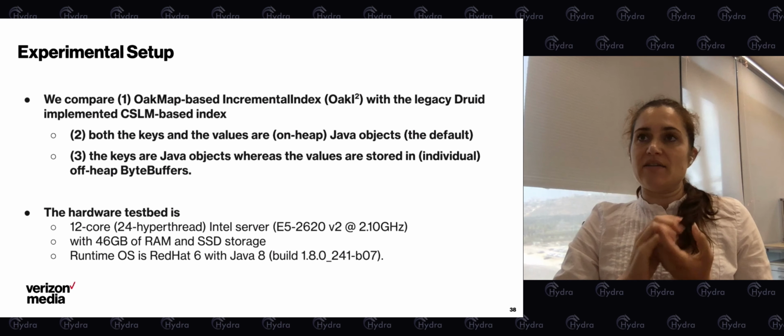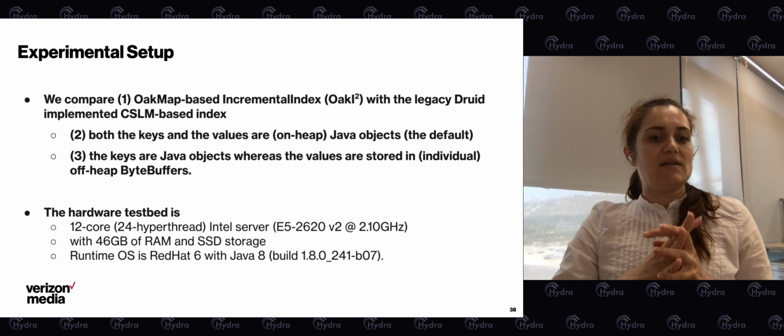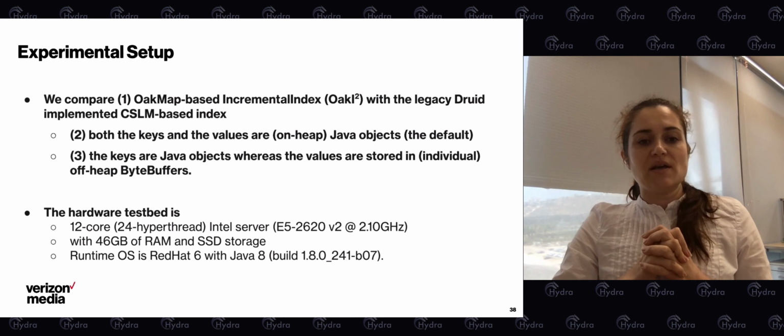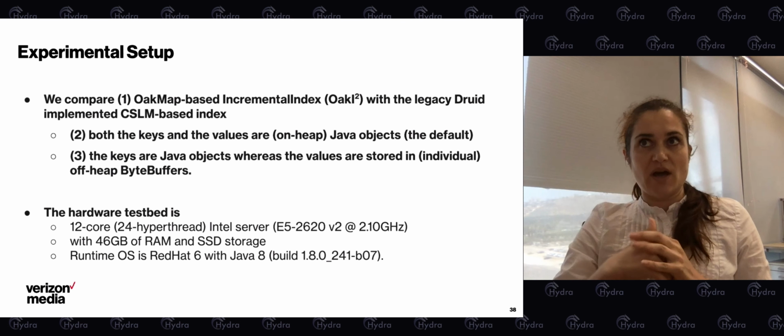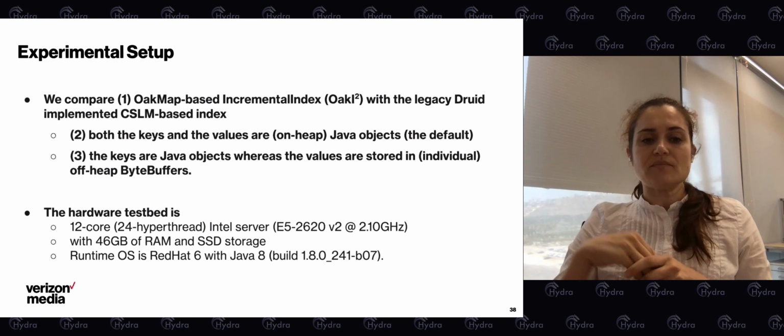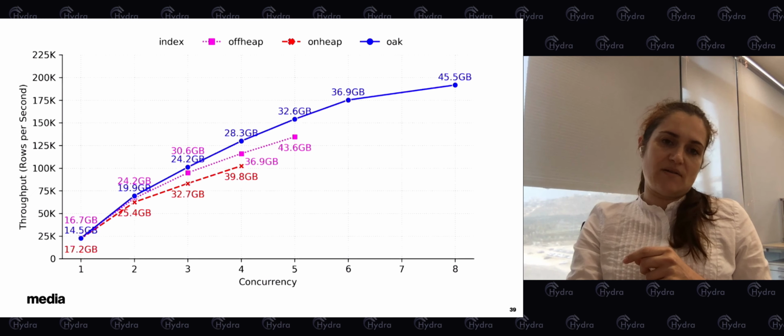We used a different machine than in the previous experiment, it's not Amazon Cloud anymore. It's our machine with 12 cores, 24 hyper-threaded, and we have 36 gigabytes of RAM in general. The storage is SSD, as we write through Druid to the disk. The operating system is Red Hat 6. We run with Java 8.